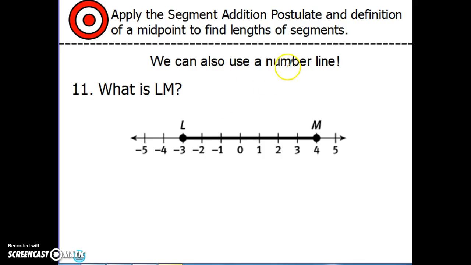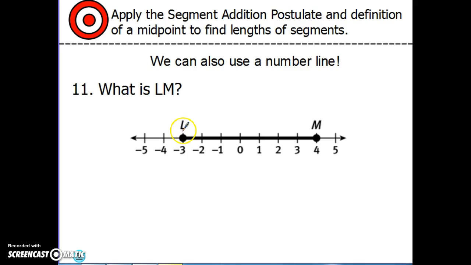Remember that one of the things we learned when we unpacked that embedded assessment 2 is that we really need to learn how to use a number line in order to find distance and midpoint. So the first question here is, given this number line with this segment on it, LM, what is LM? Notice no line above it, which means that what this is really asking is what is the length of LM? What is the distance between points L and M?